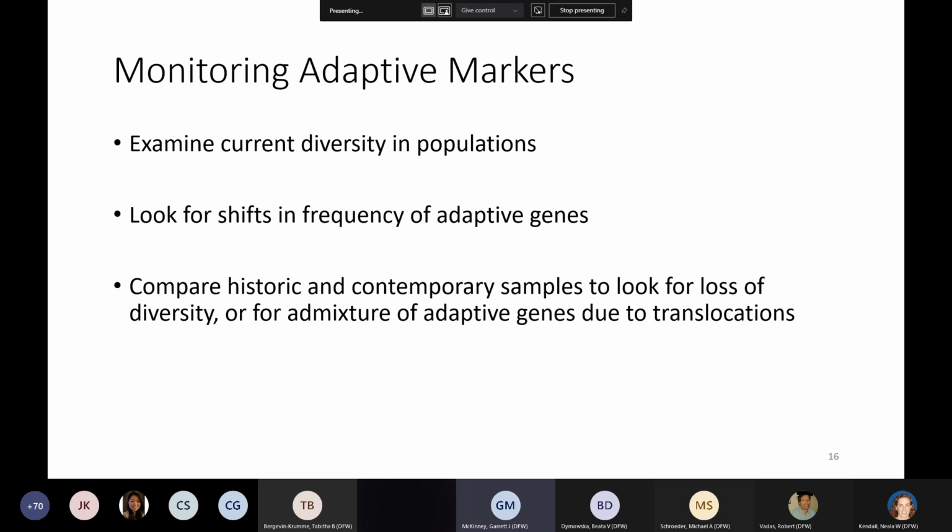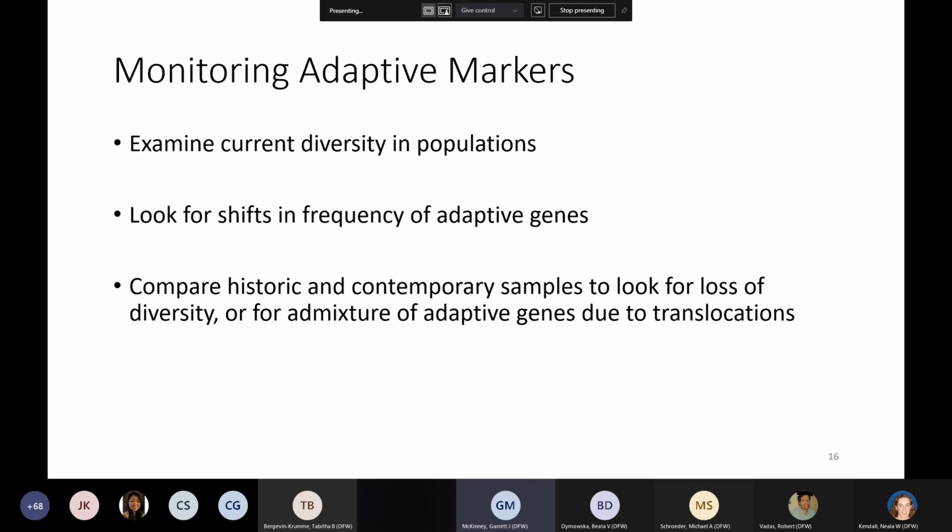For monitoring, we can examine the current diversity in populations. We can look to see what the frequency of adaptive alleles is in different geographic regions. We can look to see what the frequencies are based on different life history types, if we're interested in different run timings or in populations that have different maturation ages. We can use this just to give a better idea of what's going on with populations.